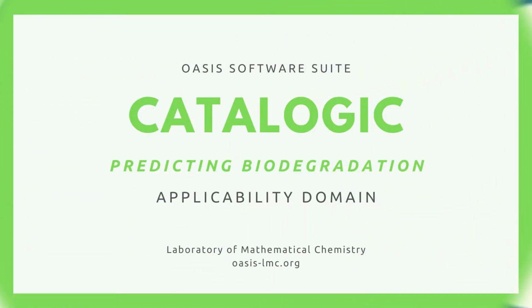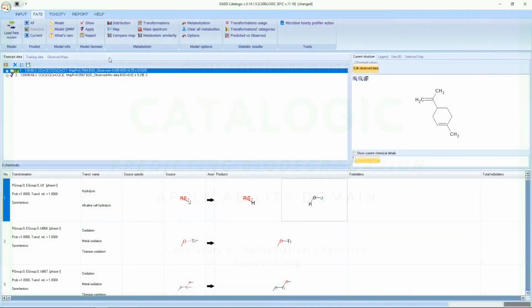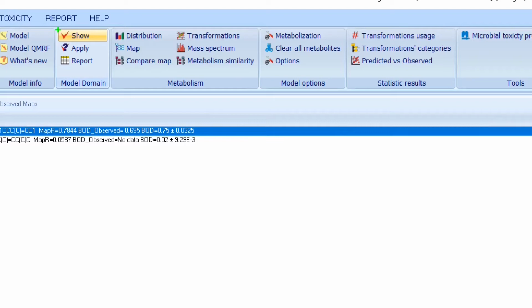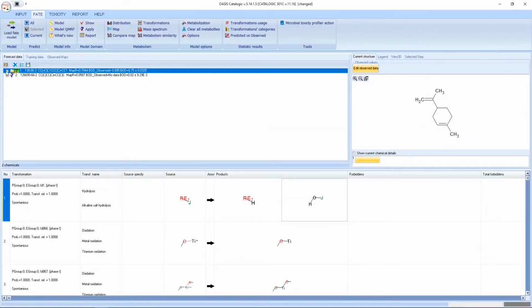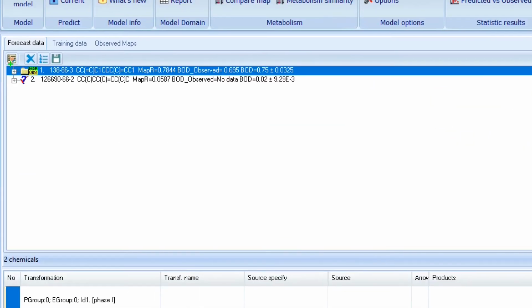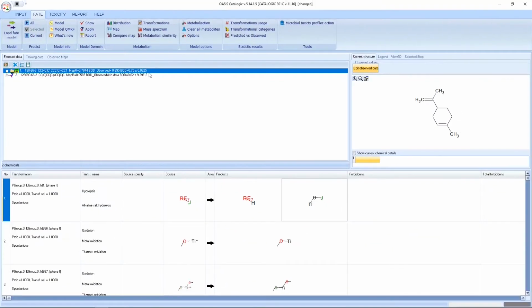Hello everyone. Today I'm going to talk about the applicability domain of the Catalogic biodegradation models. One of the OECD principles for acceptance of QSAR models is the presence of a model applicability domain. The prediction is more reliable when the external chemical belongs to the applicability domain of the model. This means that the chemical is similar to the training set chemicals correctly predicted by the model. These chemicals are forming the good space of the model.